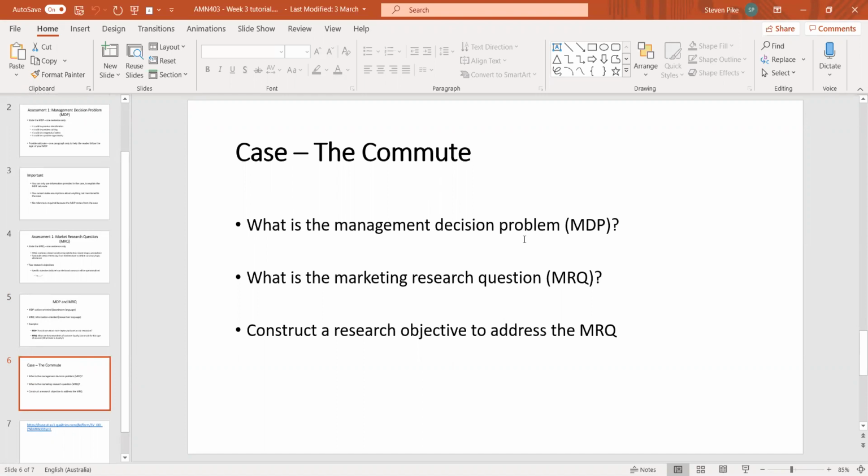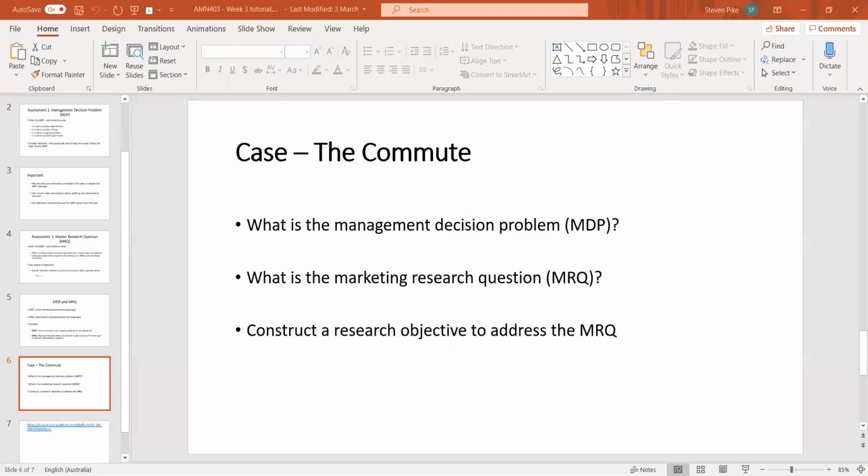So in class, we would firstly get students into groups and talk amongst themselves, share ideas on what they think the MDP is. Then we'd have a class discussion around that. Then go back into group discussion to work out what the marketing research question is. Class discussion, then go back into groups and look at the research objective for this case.